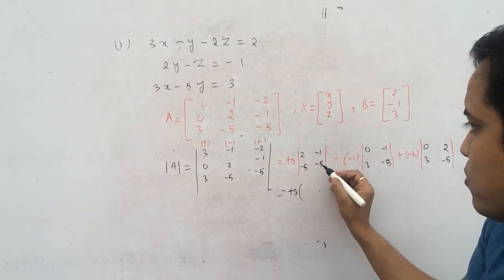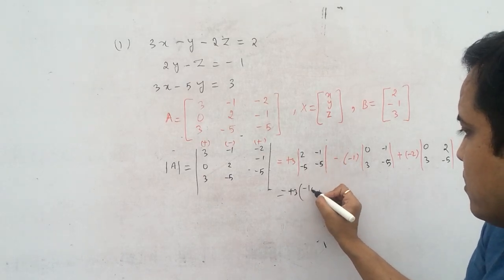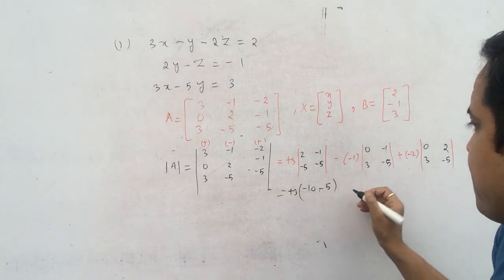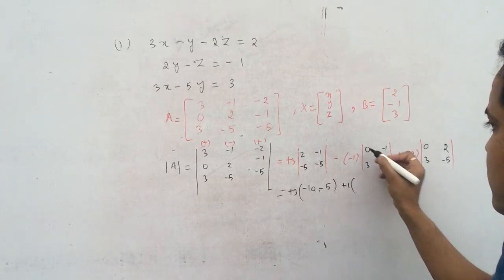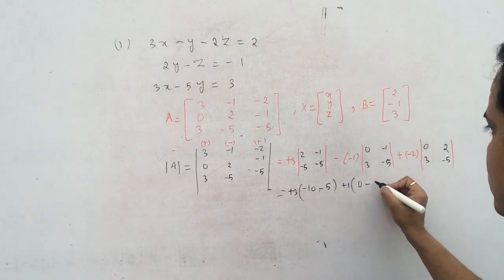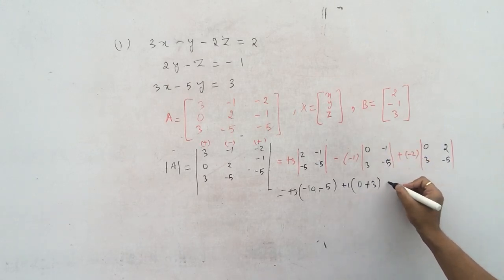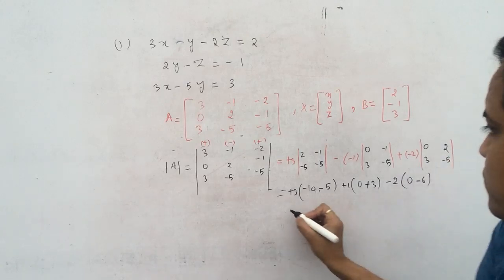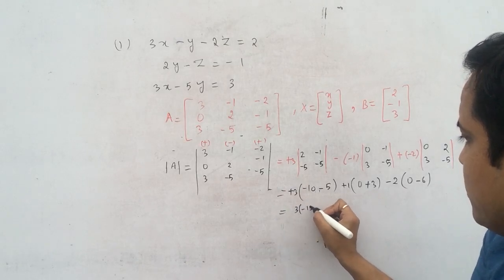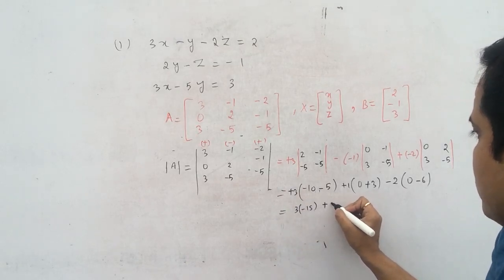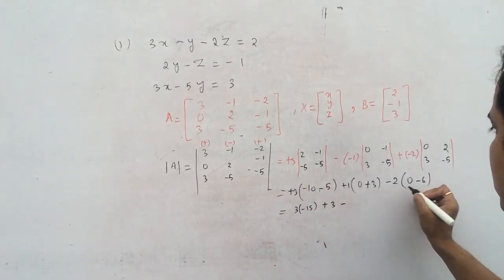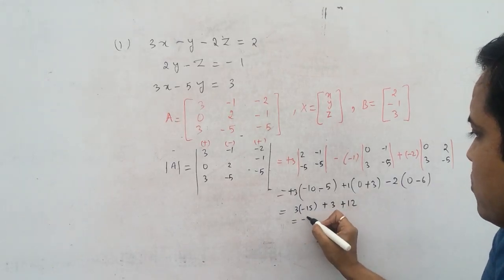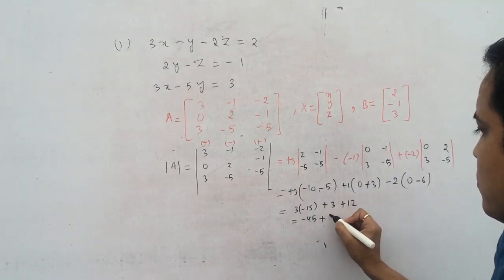Left cross minus right cross. -5 to the -10, minus of -5 into -5, -1, 5. Minus +1, left cross 0 minus right cross -3, so it would become +3. Plus -2 here, 0 minus 6. So here 3 into -15 plus 1 into 3, 3 minus 2 into -6 -12, it would be +12. So here -45 plus 15.